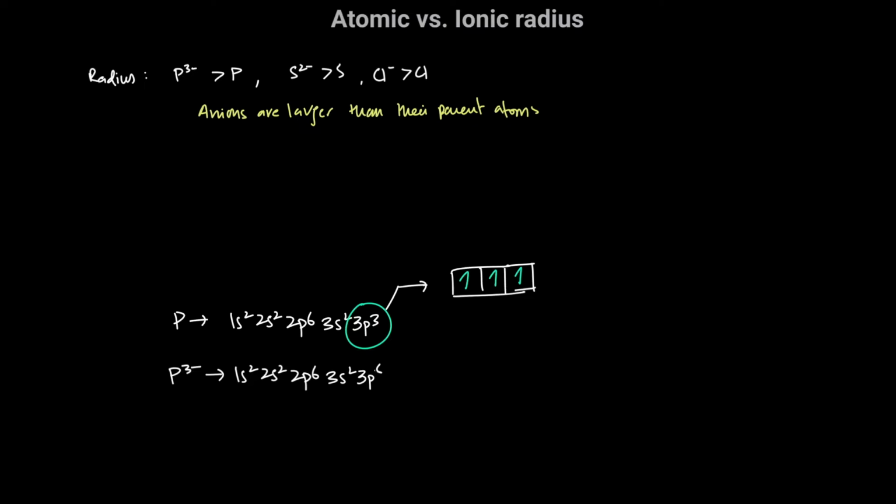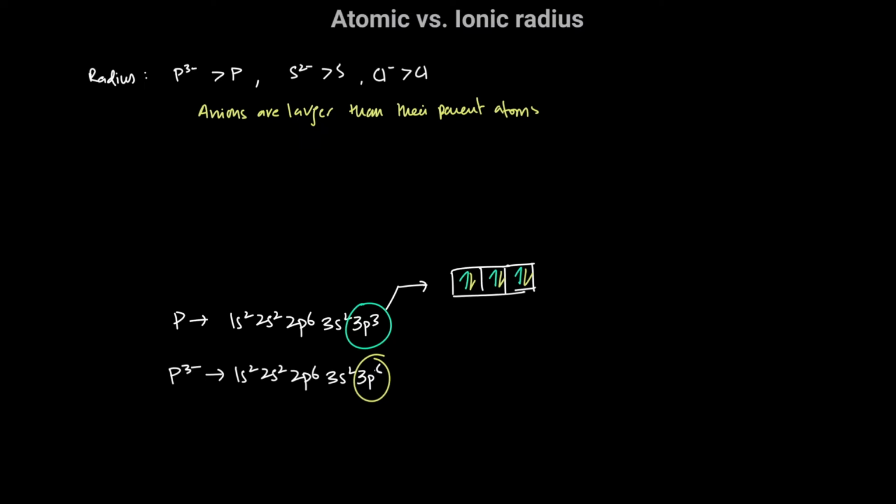Whereas in the ion, the electrons start pairing up. So the atom is 3p3, whereas the ion is 3p6, so you have paired electrons. What that means is that because of the pairing of electrons in the anion versus the parent atom, you have more pairs of electrons, so you have greater spin pair repulsion. So the electrons are repelling each other.